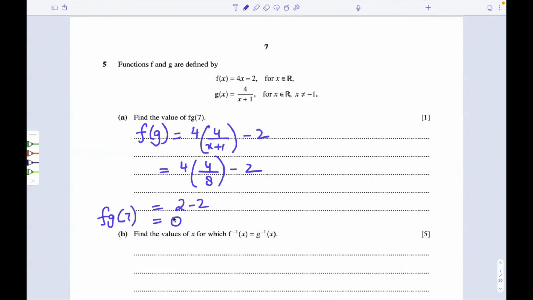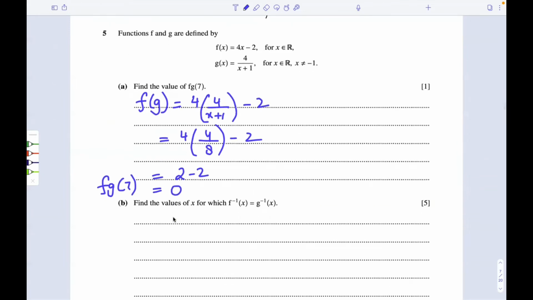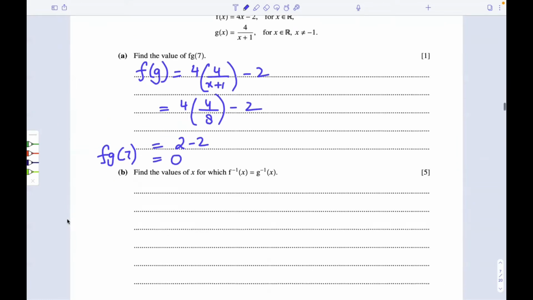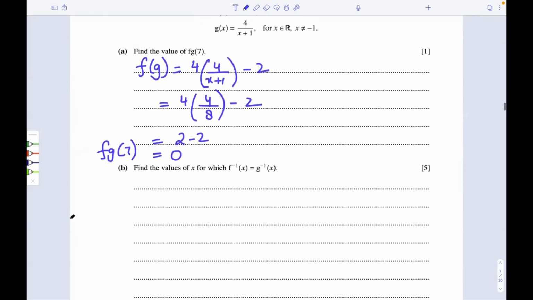So fg of 7 would become 0. In the next part, we have to find the value of x for which f inverse of x is equal to g inverse of x. To do that, the first thing we need to do is find the inverse of f and the inverse of g.